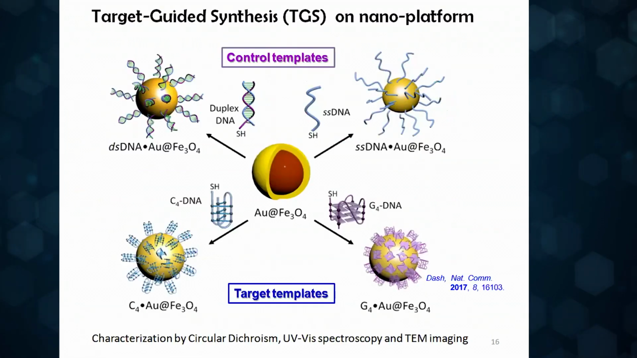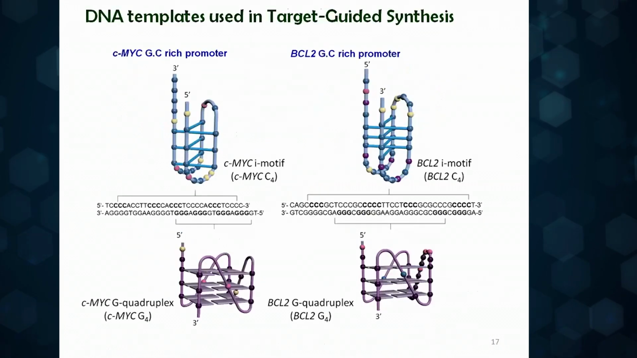So we decided to immobilize the thiolated DNA targets on gold-coated magnetic nanoparticles. We anticipated that the DNA nanotemplates would accelerate the rate of reaction by providing a large surface area with a larger number of localized DNA templates. Secondly, the DNA nanotemplates can be easily recovered and recycled for subsequent reaction cycles. These DNA nanotemplates were characterized by using circular dichroism, UV-visible spectroscopy, and AFM imaging.